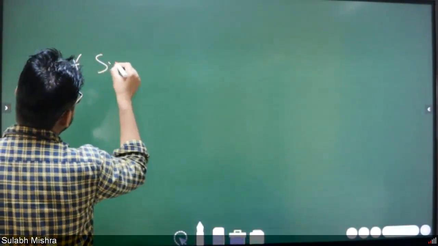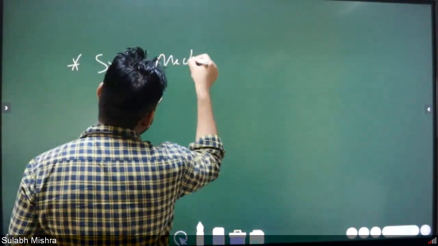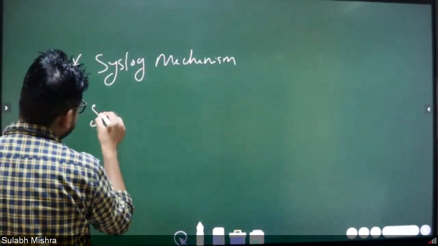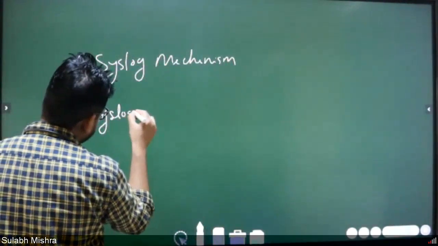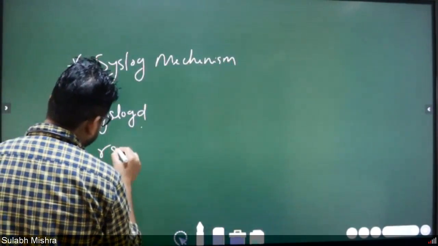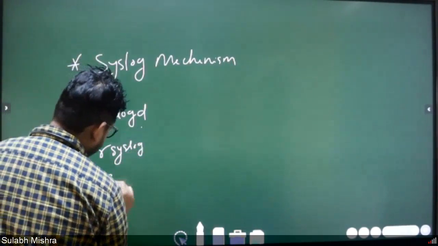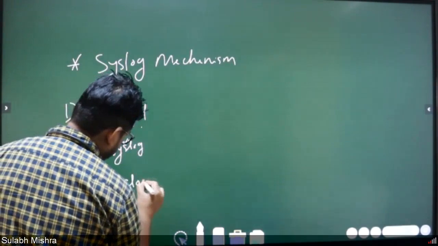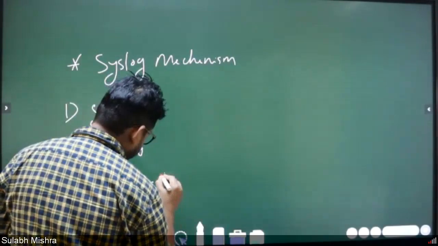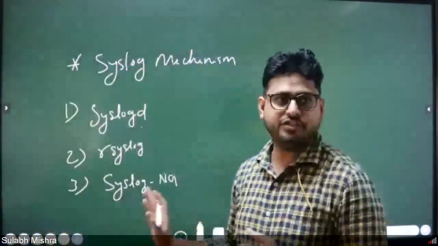There are three types of syslog. One is syslogd. I have it in the document I will be sharing with you. The second is rsyslog, and the third is syslog-ng. There are three types of syslog: syslogd, rsyslog, and syslog-ng.